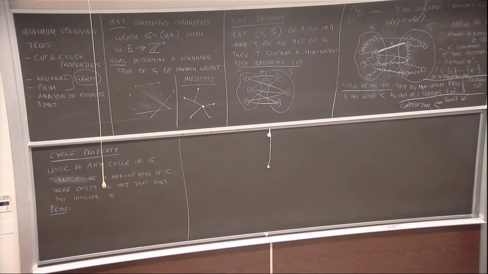Yes? You have a question? Question about the edges crossing a cut. Yeah. There can exist multiple edges crossing the cut, but it will include the minimum edge, right? Correct. So there are lots of edges crossing the cut. A minimum spanning tree could include many of them, but one of them has to be a minimum weight edge crossing the cut. Okay? So let C be any cycle in G, let E be a max weight edge of C, then there exists a minimum spanning tree that does not include this edge.